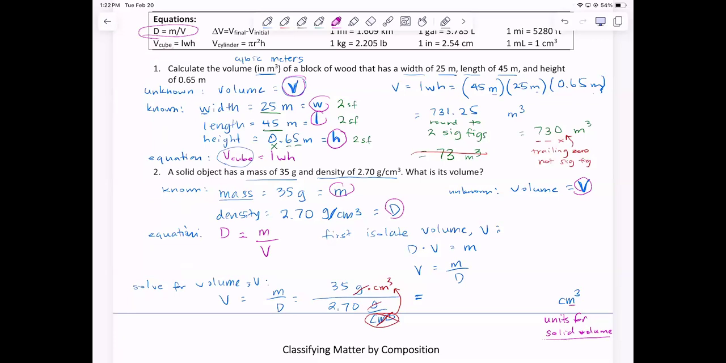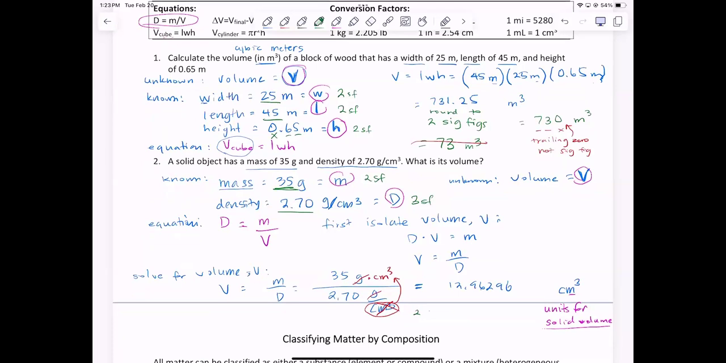So then we take 35 divided by 2.70, and I've got this long number, which is 12.96296. And now I've got to take this long number and round it by looking at the original numbers, which is 35 grams that has 2 sig figs and 2.70 that has 3 sig figs. Use the lower value, which is 2 sig figs. And so the 1 and the 2 is what I'm keeping. The next digit is a 9, so I'm going to round up to 13, and this is centimeters cubed.